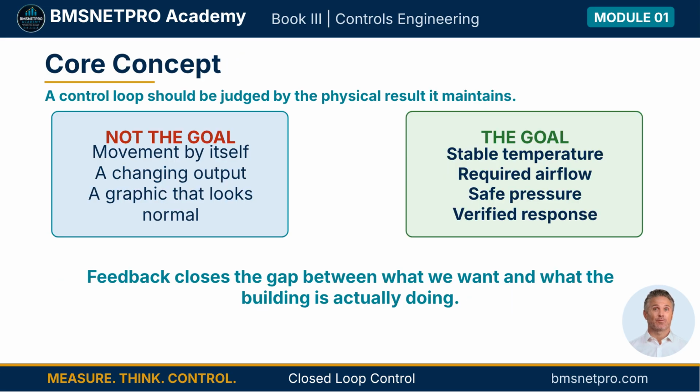The engineering principle for this chapter is direct. Judge the loop by the physical result it maintains, not by movement of its output. A valve can move and still fail to deliver heat. A damper can open and still fail to deliver airflow. A VFD command can change while the drive is in local hand mode.